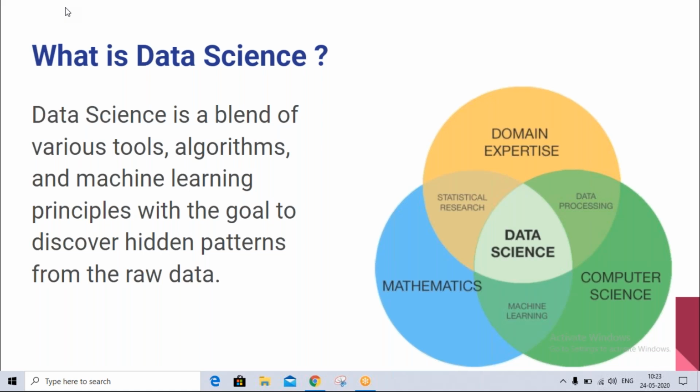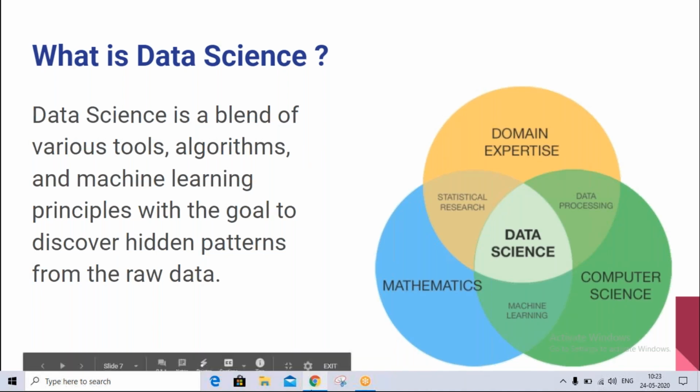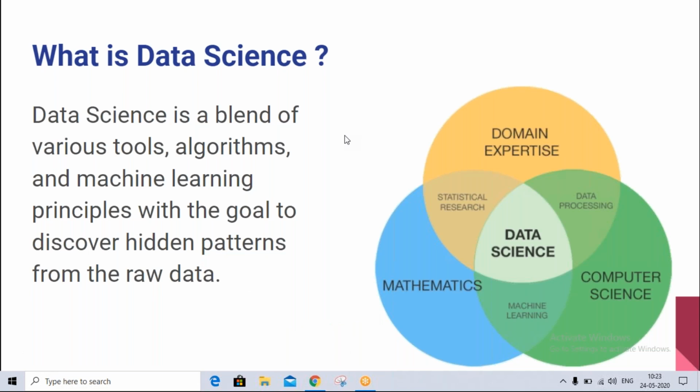Now let's come to what exactly data science is. If I keep it very short and simple for you, data science is a blend of various tools, algorithms, and machine learning principles with the goal to discover hidden patterns from the data. That is what we are trying to do. We are trying to discover the story of that data, what are the patterns that are hidden inside my data.